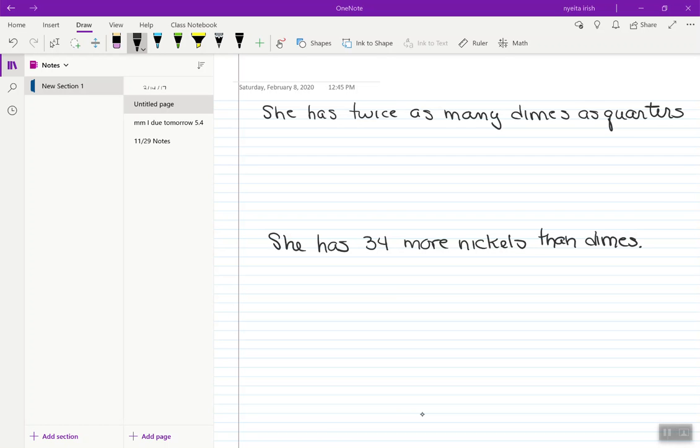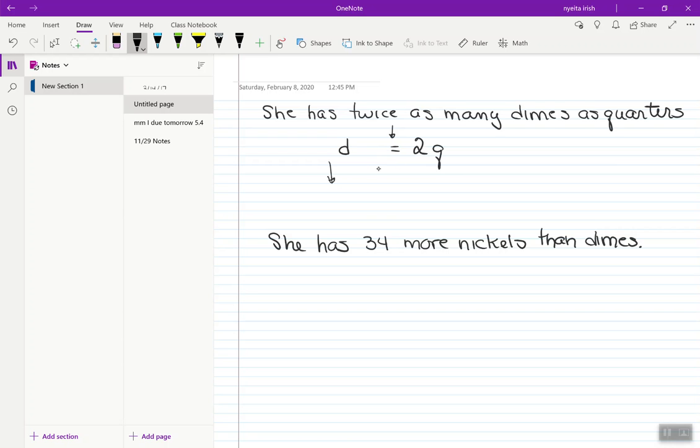So the statement says she has twice as many dimes as quarters. If I'm comparing dimes to quarters, she has more on this side of the equation than she does on this side. Think of the equals as a balance. Right now, it's heavy on this side because she has more dimes. So to balance it out, I put the 2 on the quarter side.